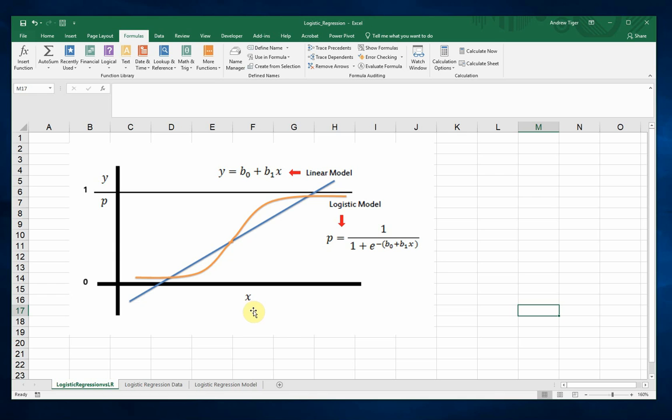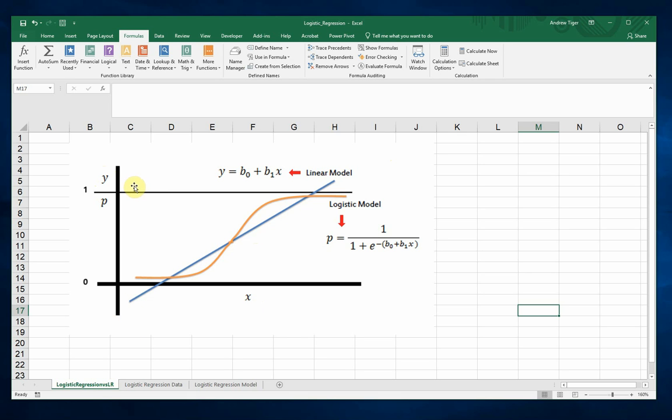Linear regression is when we assume that the y, the response variable, is continuous, and so what we get when we do linear regression is the blue line. We get this straight line that, once it's selected, can go forever this way, forever this way.